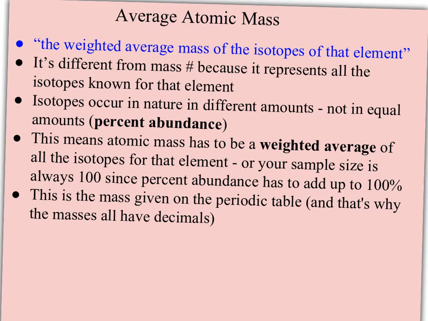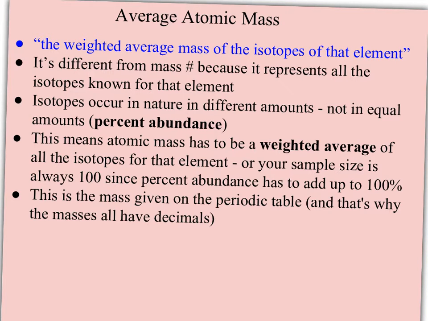Welcome. This video is going to look at average atomic mass number, what it means, and how to calculate it. Average atomic mass is defined as the weighted average mass of the isotopes of that element. And it's different from the mass number because it represents all the isotopes known for that element. Remember, mass number is talking about one specific atom.